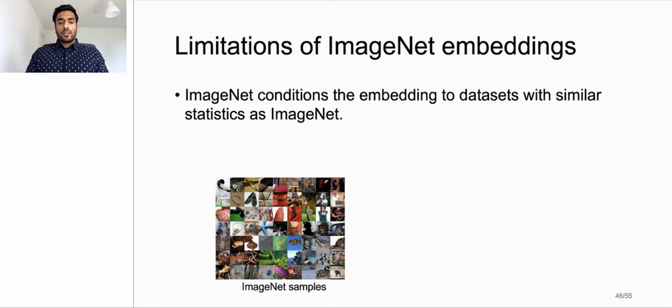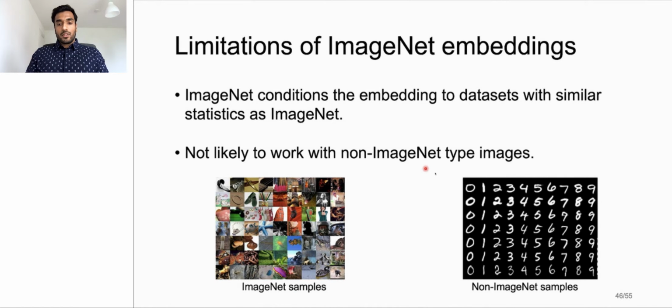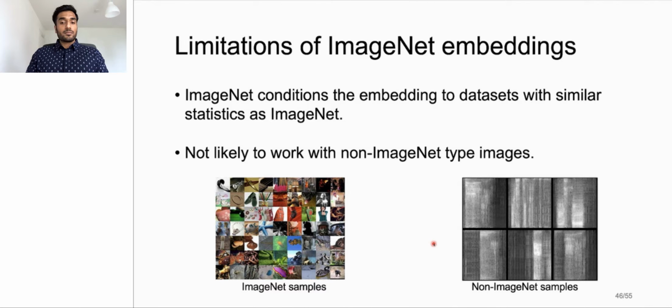But as generative models get more popular and their application is increasing in other domains like medical or sound generation, we hypothesize that these embeddings will not lead to fair evaluation. This can be something as simple as MNIST or something as complex as the spectrograms of generated sound.